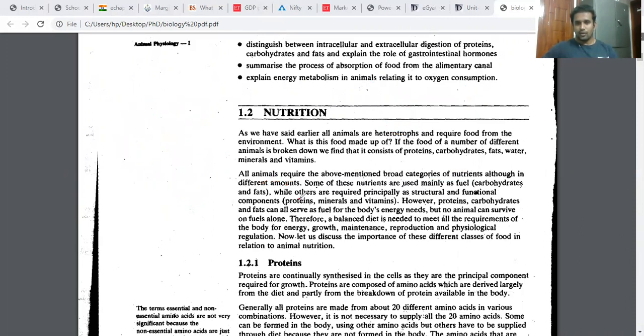Some nutrients are required principally as structural and functional components, like protein, minerals, and vitamins. That is what I have told you. Some are required only for energy, some for structure and functional purposes. Your hair is a structural part, your nails, your eyelashes, your skin are structural parts. If your skin is peeled off, you get another skin. For this, you don't require carbohydrates or proteins. You require minerals and vitamins, and again you will get a new layer. So some nutrients are only for energy, and some are for structure making and also our functioning.